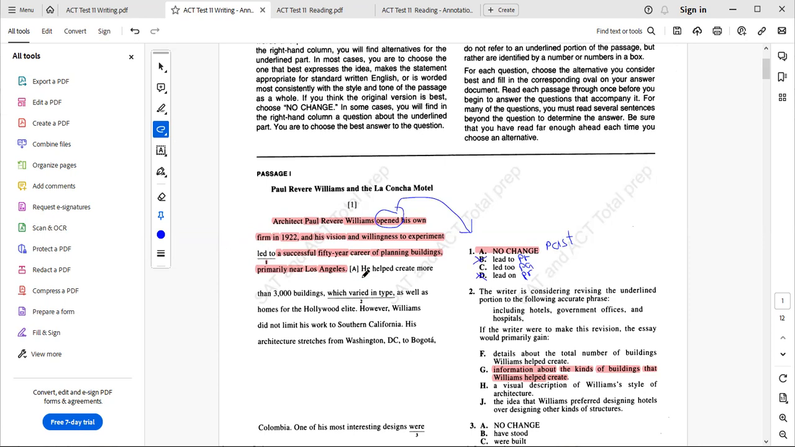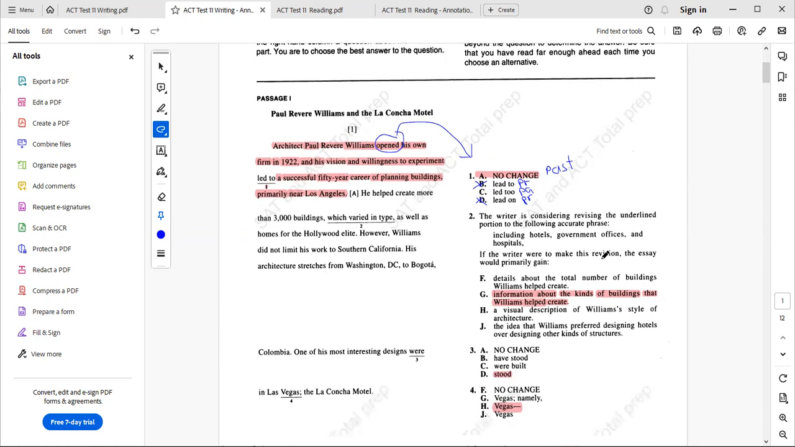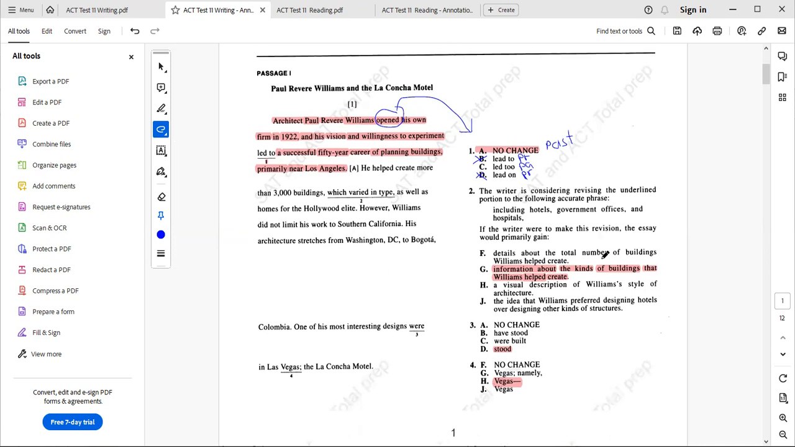Now, is it "lit to" or "little"? No, actually, it's "little." Not "to," here it's an adverb. "Little a successful 50-year." So it's the right answer, Dr. Ahmed. Number two, Dr. Ahmed also got it right.